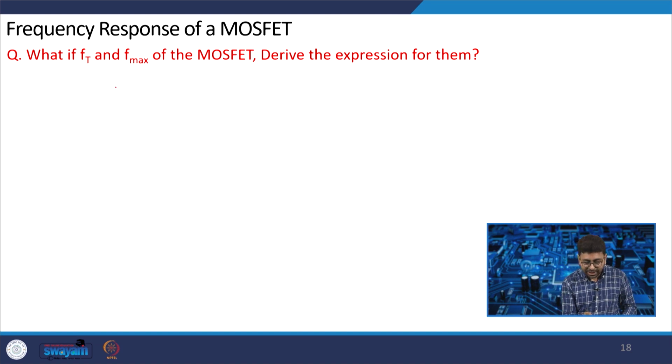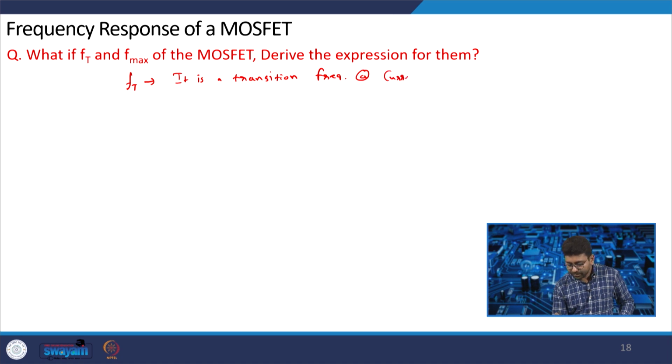So, FT is given by, so if we define FT, it is the transition frequency at which current gain is equal to 1. So, at this frequency you can no longer consider the transistor as an amplifier device, because whatever is the input current, the same output current you will get. There is no amplification involved.